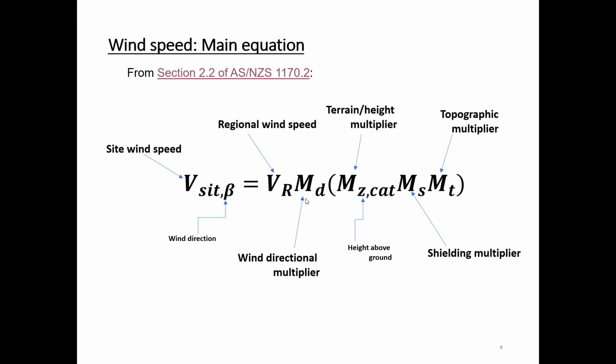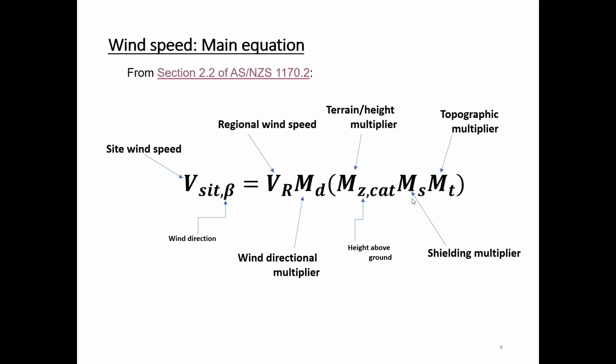Then we've got this thing called the wind directional multiplier. What this does is take into account, for that particular site, the direction the wind is blowing, because at each location the wind strength will be different depending on the direction that the wind blows, or depending on the alignment of your building. So we've got a multiplier there that takes into account how your building is oriented. The other thing we look at is the terrain height multiplier, how high you are from the ground, basically, and the terrain category. We'll look at this soon.